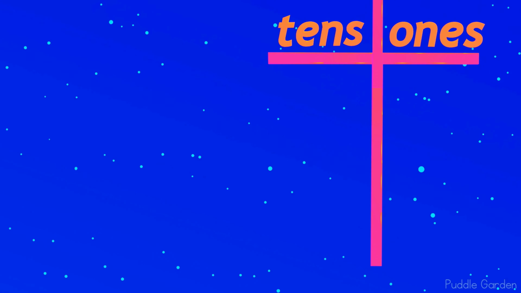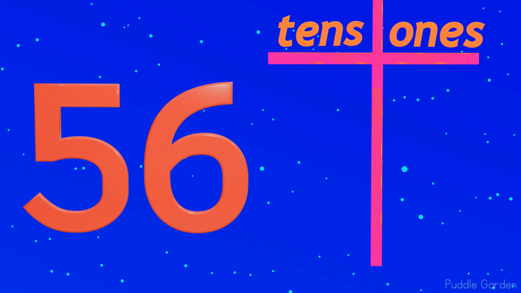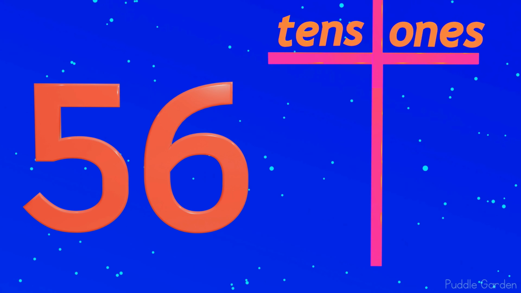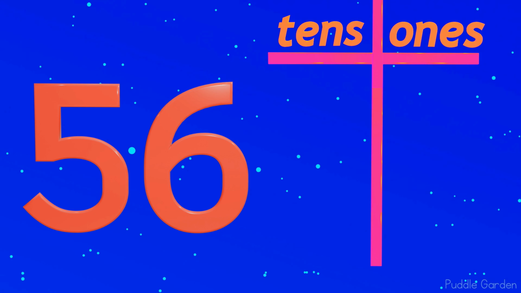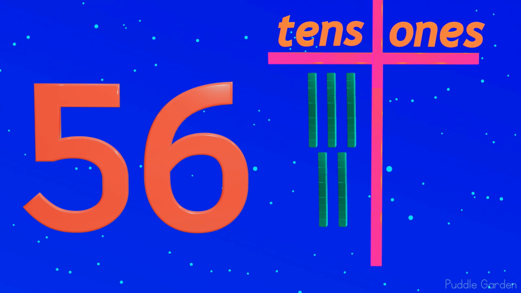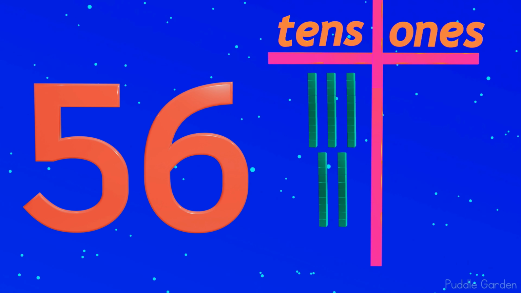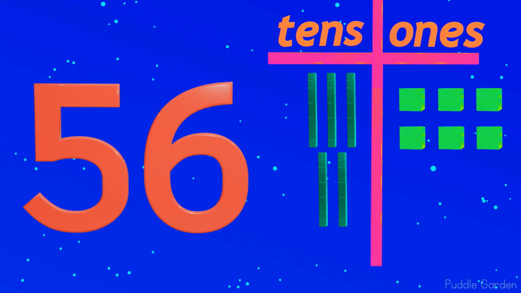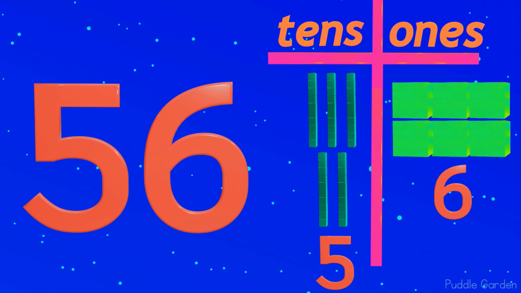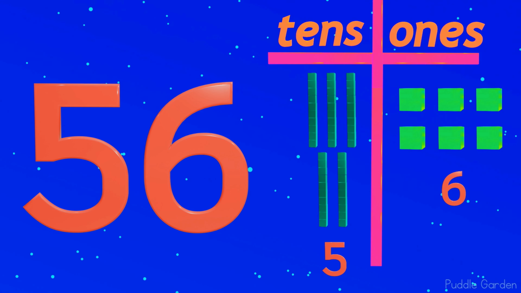Next is 56. How many 10 sticks do you think there are in 56? That's right, there are 5 because you're counting by tens. 10, 20, 30, 40, and 50. And then we have 6 ones, and we add those together. That represents 56. So 5 tens and 6 ones.